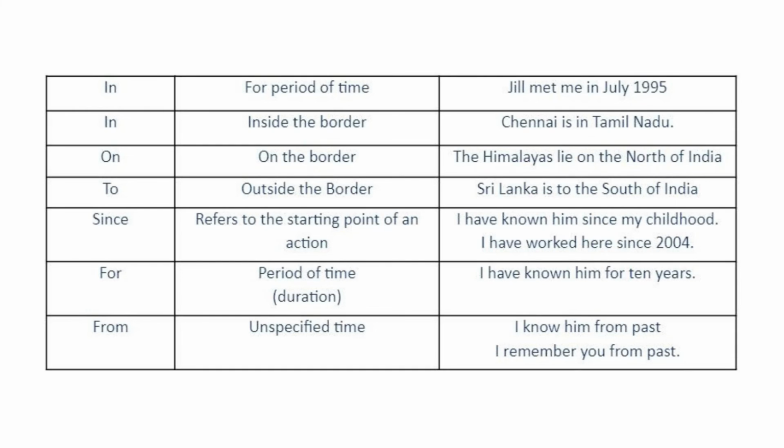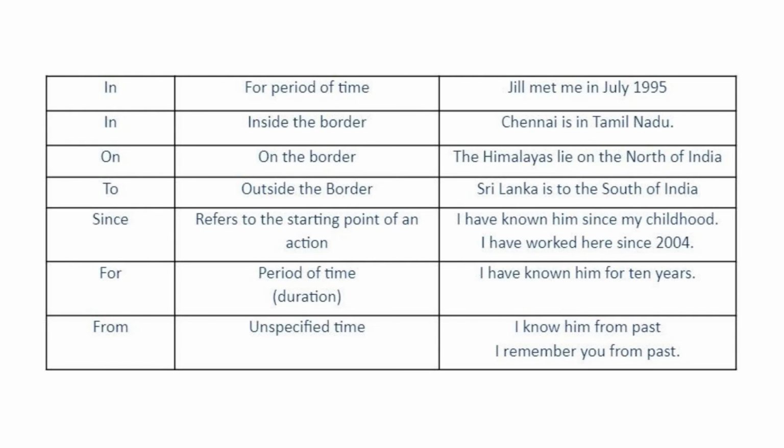The next is to. It is used to refer when something or some place is outside the border. The example is, Sri Lanka is to the south of India. Here, Sri Lanka is situated outside the border of India. So, the preposition to is used in the sentence.